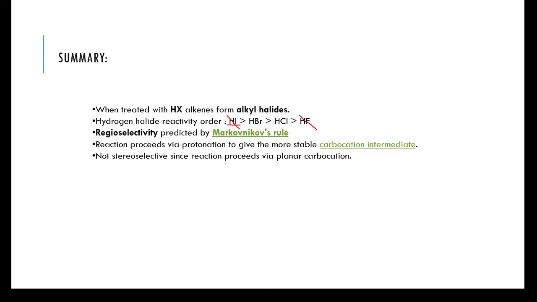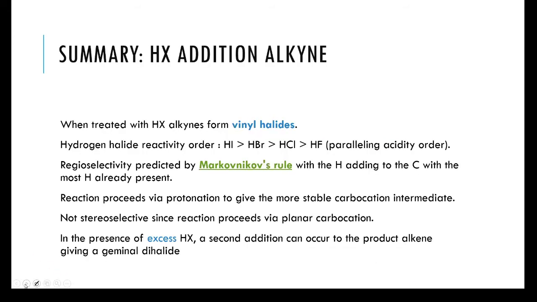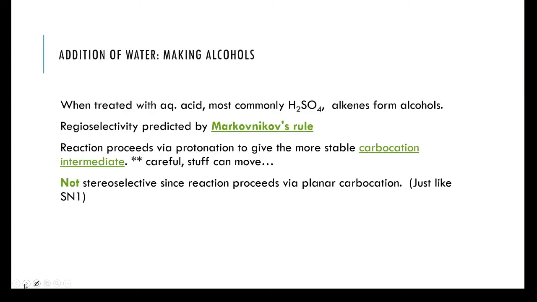Our reactions proceed via protonation to give the more stable carbocation intermediate. And we're dealing with a planar intermediate, so we don't have to worry about stereochemistry, R and S, and all of that. We talked about vinyls. And if we treat it with excess, we're going to go all the way to, like I said, an alkyl halide that is di-substituted on the same carbon. So that's alkyl halides. That is making halogens.